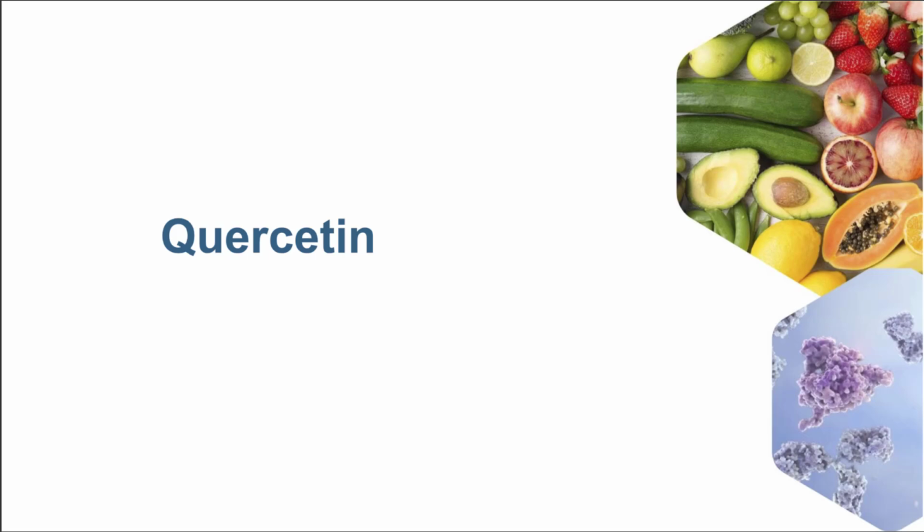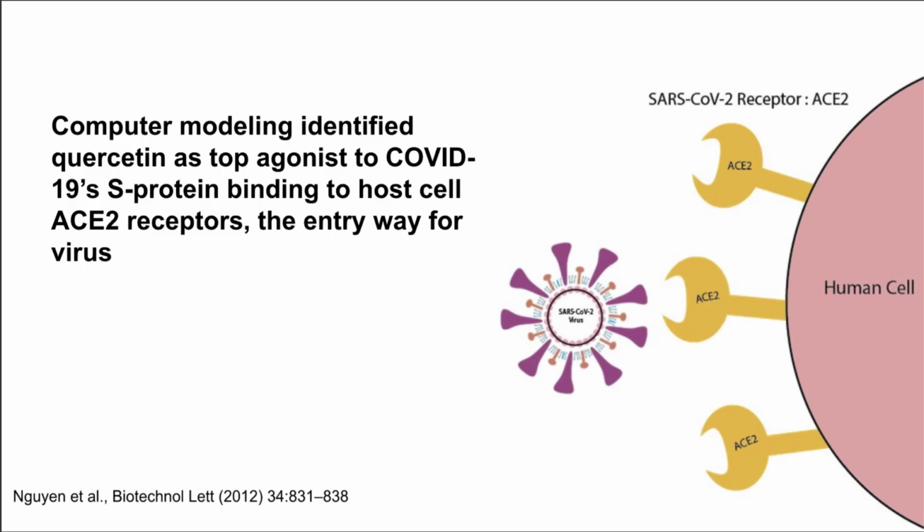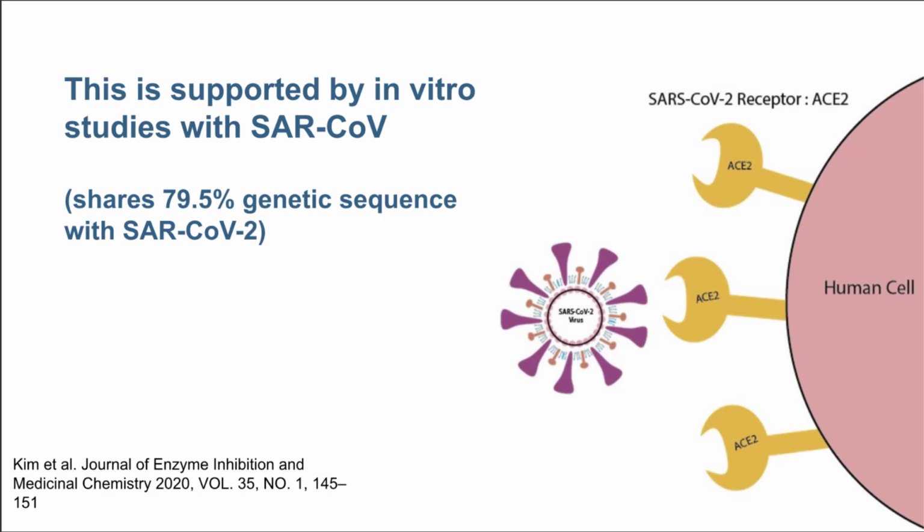Another nutrient and food component that has received a lot of attention recently is quercetin in relation to COVID-19, and the reason for that is that computer modeling identified quercetin as a top agonist to COVID-19's S protein, those crab-like structures that I mentioned before, that bind to the host cell ACE2 receptor, which is the entryway for the virus to the cell. So with computer modeling, it seems that quercetin can interfere with the binding of the virus to the receptors, which is the first entry point for the virus. And so there's interest in understanding whether, in fact, quercetin can inhibit proliferation and infection from COVID-19, but that's a question that needs to be addressed when we have the opportunity to conduct those studies that are needed.